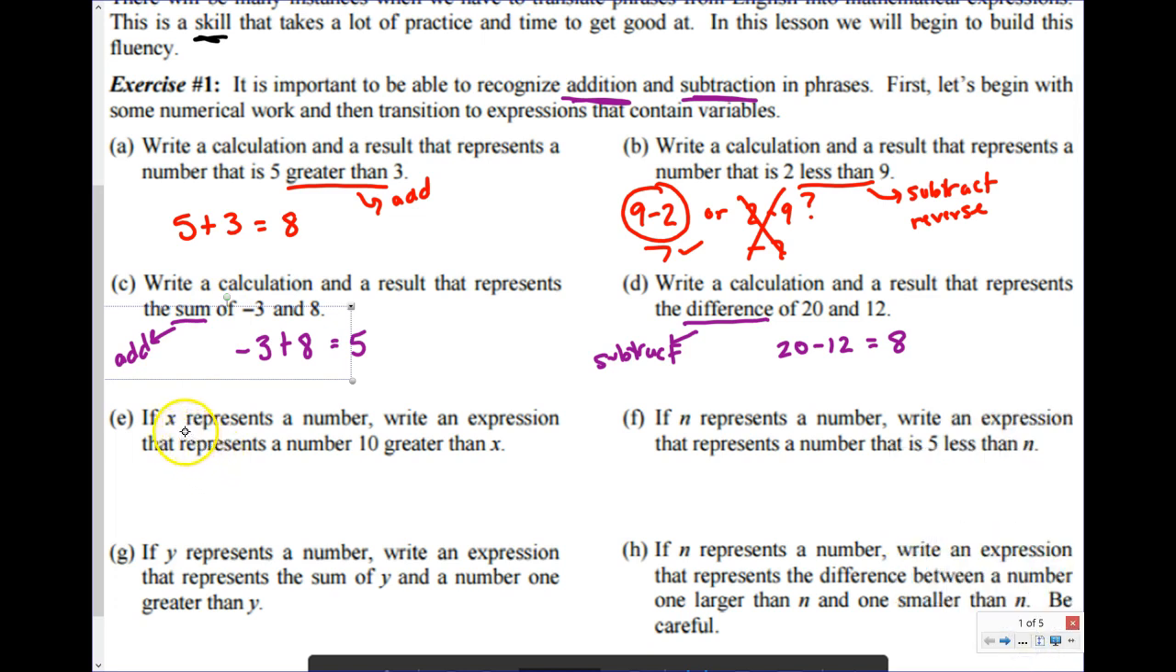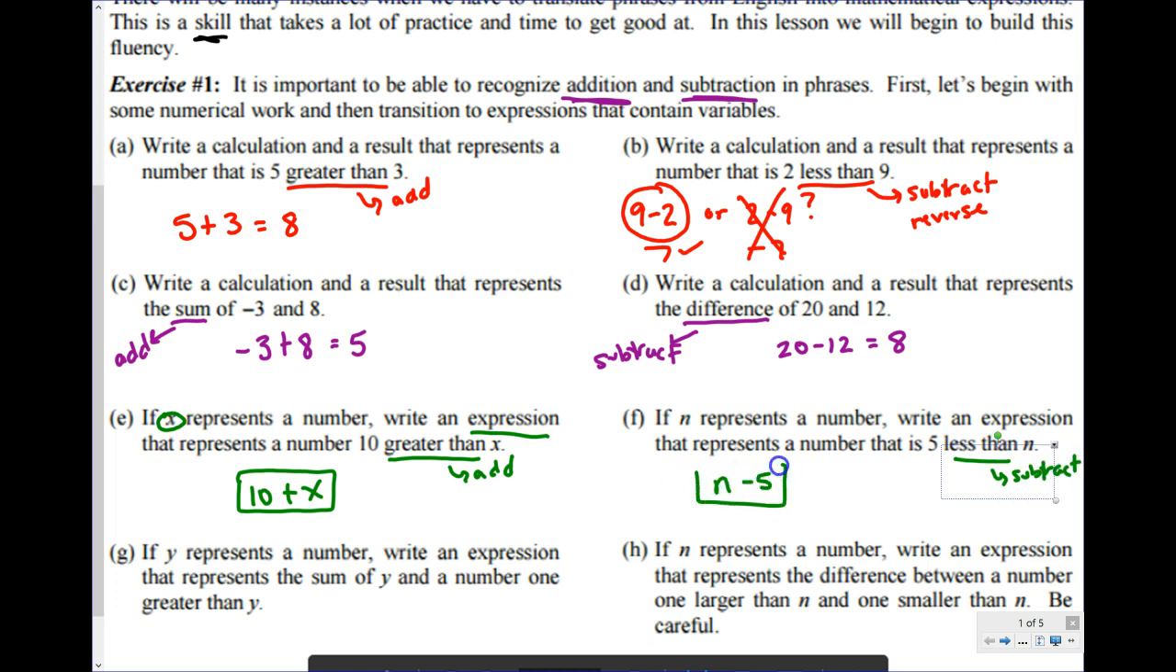Letter E. If x represents a number, so now we're working with this letter x. If x represents a number, write an expression that represents a number 10 greater than x. Well, greater than means to add. So I'm going to have 10 plus x. And I'm done. I've written an expression that's 10 greater than x. Letter F. If n represents a number, write an expression that represents a number that's 5 less than n. Well, remember that less than means to subtract and reverse, so I'm going to have n minus 5.